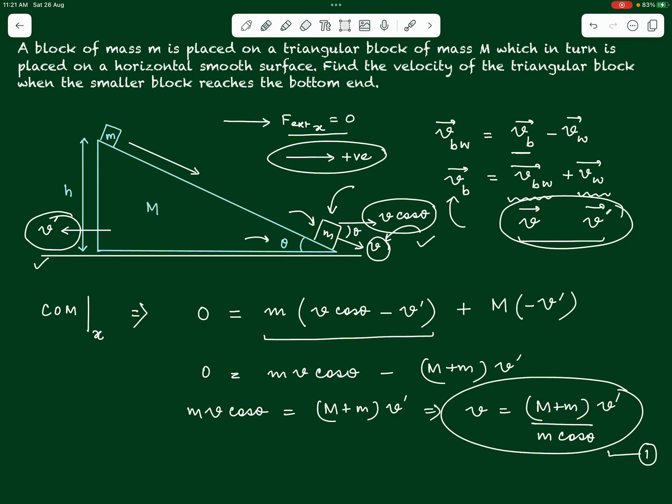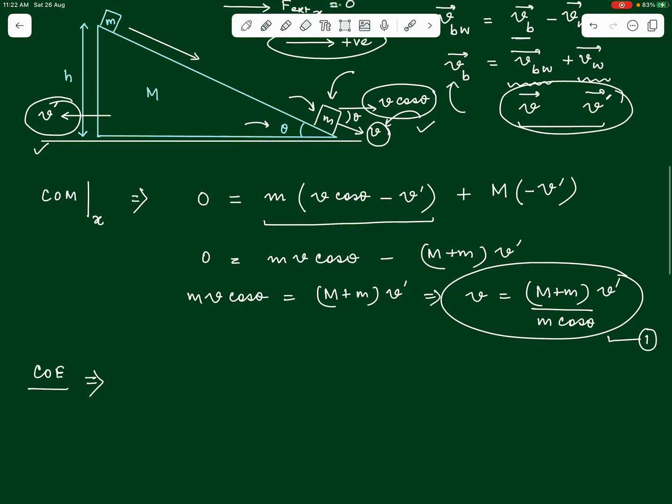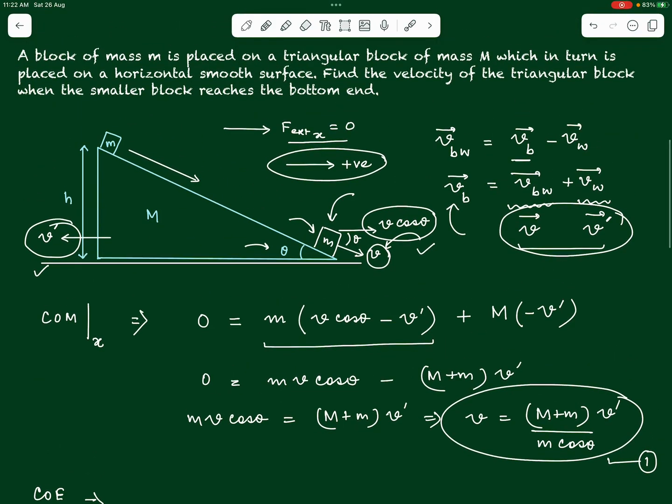Now, how do we get the second relation? The second relation will come from the law of conservation of energy, because we know that all the surfaces are frictionless, there is no loss of energy anywhere, right. So, from conservation of energy principle, what do we get? What is the initial energy of the system? Do we see that initially the system is at rest completely, so no kinetic energy, whereas the block small m is kept at a height h. So, it has got a gravitational potential energy.